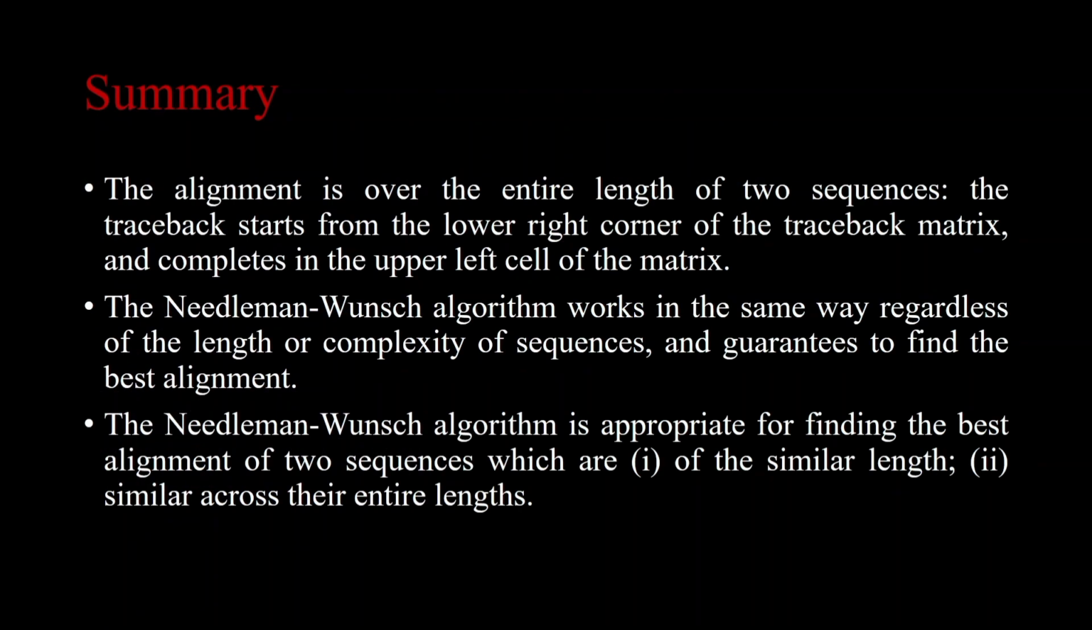In summary, we can say that the alignment covers the entire length of the two sequences. The traceback starts from the lower right corner of the traceback matrix and completes in the upper left cell of the matrix. The Needleman-Wunsch algorithm works in the same way regardless of the length or complexity of sequences and guarantees to find the best alignment. The Needleman-Wunsch algorithm is appropriate for finding the best alignment of two sequences which are, number 1, of similar length, and number 2, similar across their entire length.